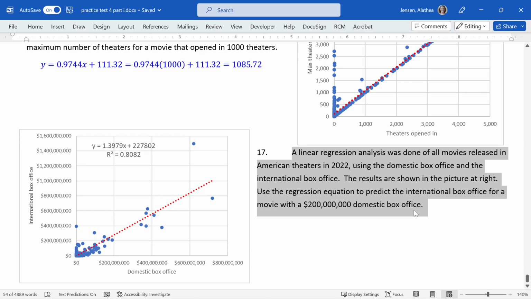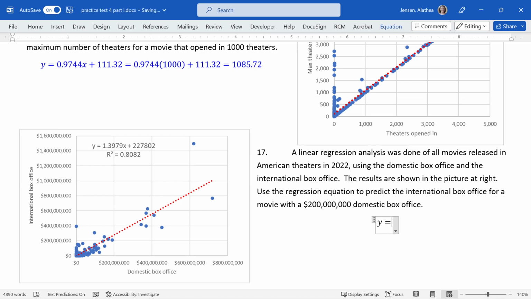Okay, so we're just doing the same technique here. Domestic is the X value, horizontal. So we're going to plug in 200 million for X, and then Y is the international box office. So we're going to see what Y comes out to be. All right, so we are using this equation that's on the chart, 1.3979x plus 22782. All right, and then for X, we are plugging in 200 million. So I have to make sure I get the right number of zeros. All right, and then I'm going to plug that in a calculator carefully.